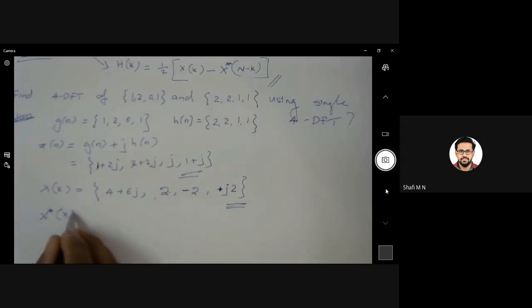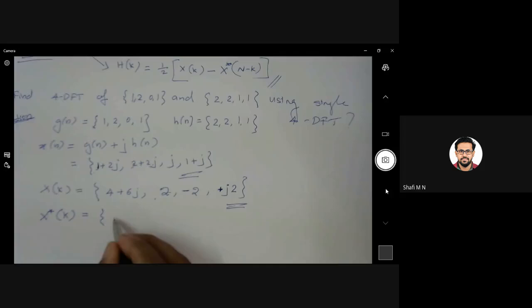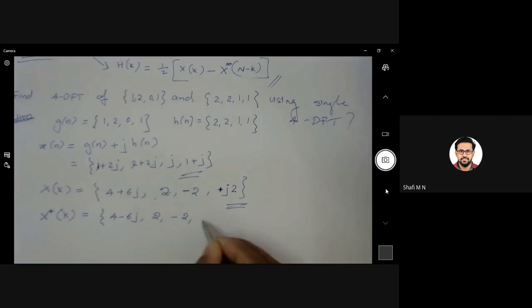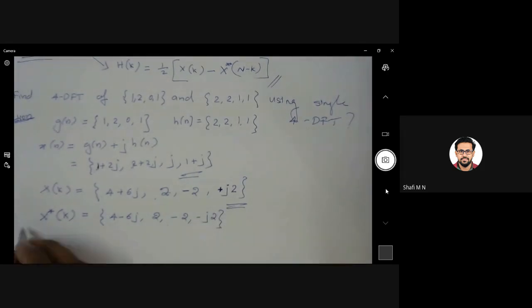And for time being, let me write x conjugate of k, and let me compute 4 minus k later. So that is 4 minus 6j, then 2, minus 2, and this is minus j2. So this is x conjugate of k. Now you find x conjugate of 4 minus k. So just try to do that.